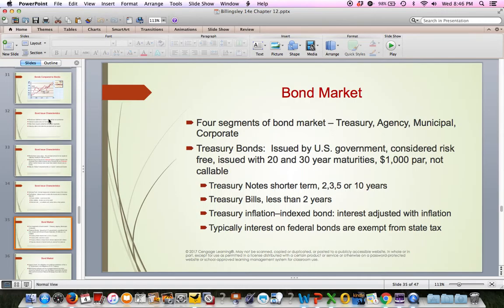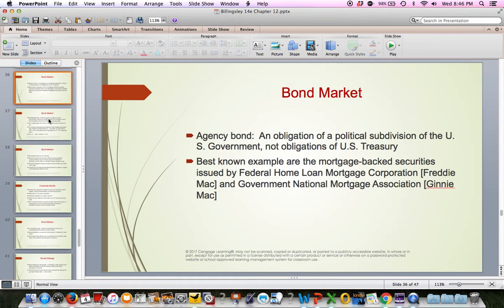You can also buy what's called a Treasury inflation bond, sometimes called a TIP, Treasury Inflation Protection Bond. They have interest that's adjusted with inflation. So if inflation changes and affects your earnings, you get compensated for that. Typically, interest on federal bonds is exempt from state taxes, but not from federal taxes.